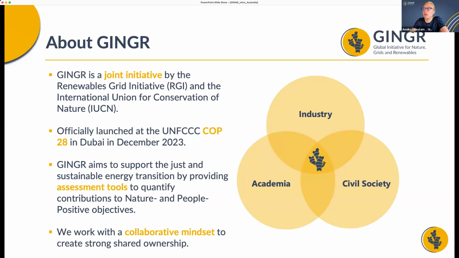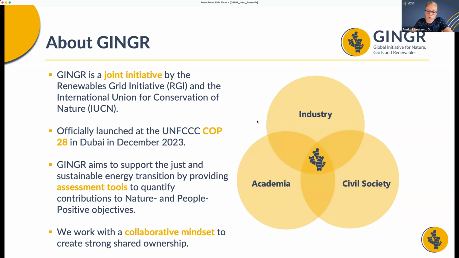And this is why RGI has, together with the International Union for Conservation of Nature, IUCN, teamed up and initiated Ginger. We were officially launched at the COP28 in Dubai. And what are we actually trying to do? We are working on assessment tools, basically trying to find the metrics that we need to measure the biodiversity impact and the contributions to nature when building renewable infrastructure. Just a few words. If you have any concrete questions about Ginger, I'm happy to answer them later via email. We don't have much time for this today. If you're interested, please drop us an email. We work with a very collaborative mindset, meaning that we work with different technical working groups and include a lot of different stakeholders from academia, from civil society, and from industry.